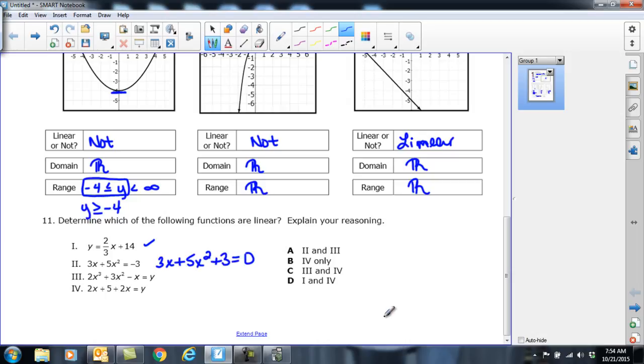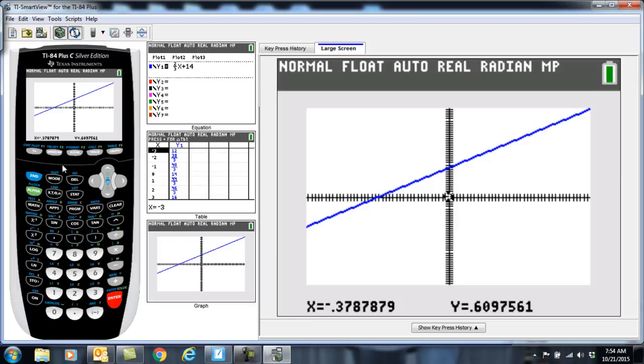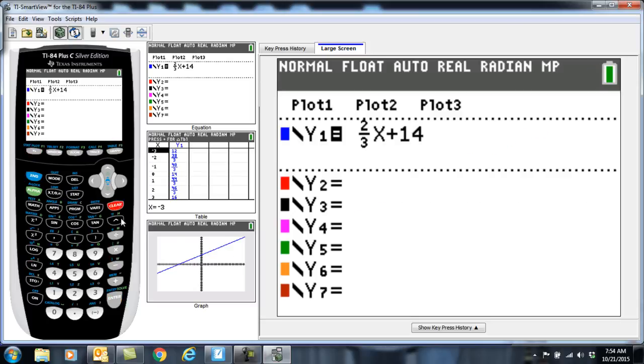And so now I can put that in my calculator. So I'll go back to y equals. I'll clear that out. And so I have 3x plus 5x squared. To get squared, you push this little button right here that says x squared. It'll automatically put the 2, and then plus 3. And then we're going to graph that one.